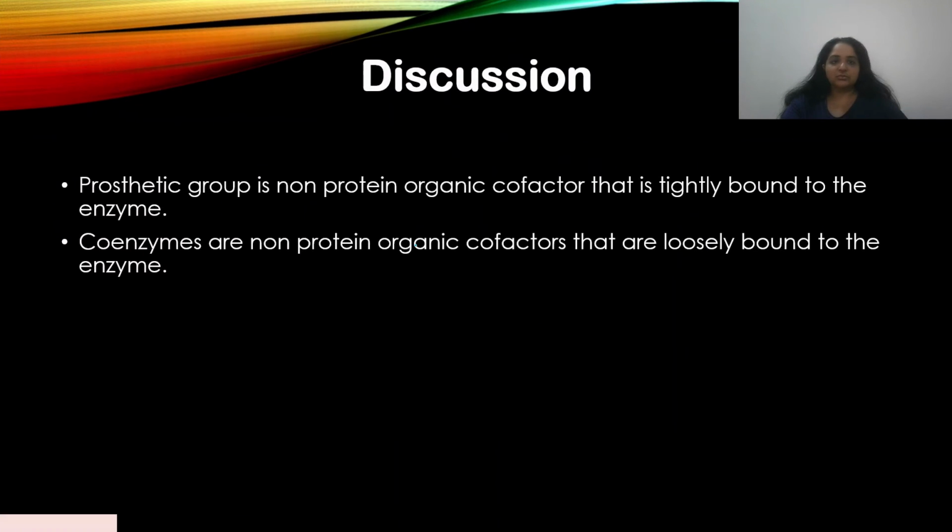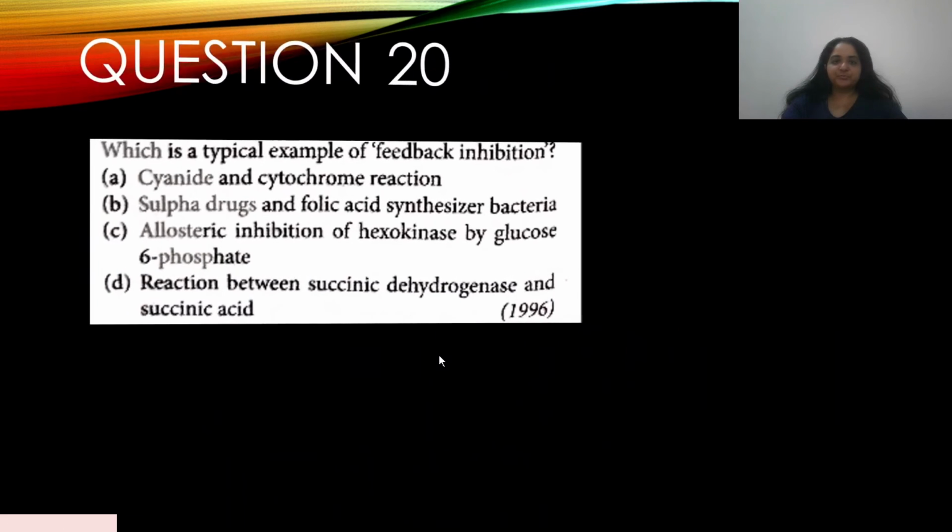All right. So prosthetic group is a non-protein organic factor that is tightly bound to the enzymes. The coenzymes are non-protein organic factors that are loosely bound to the enzymes. So these are the two different types of cofactors, prosthetic group and coenzymes. We've already discussed this before. Can move on to the next question.